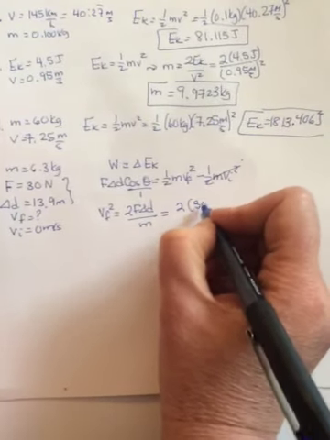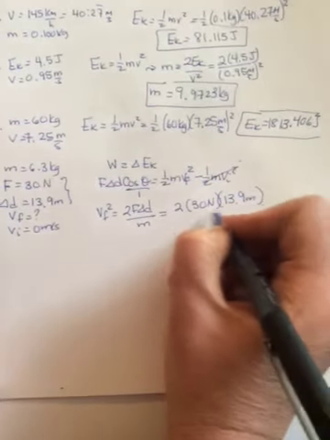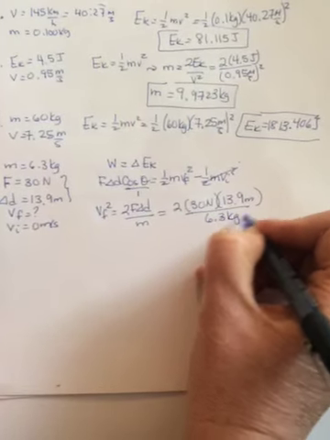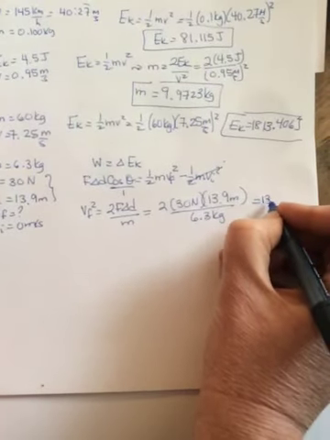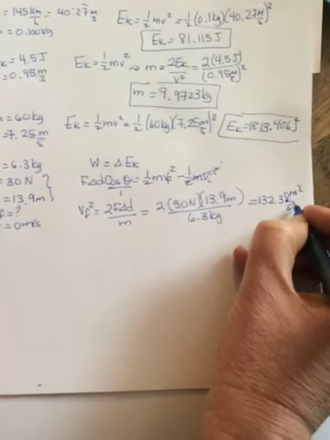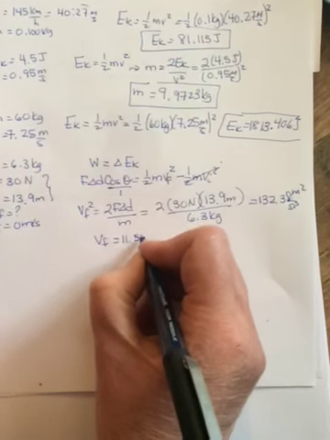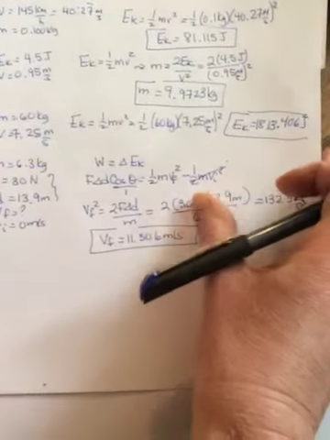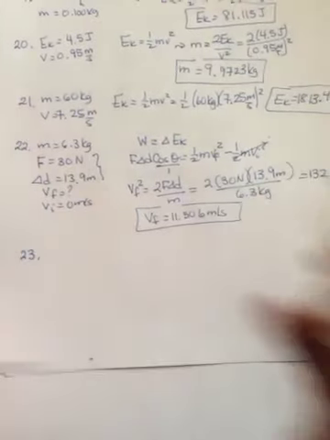So 2 times 30 newtons times 13.9 meters, and the mass was 6.3 kilograms. And remember, this is going to give you v squared. So you're going to get 132.38 meters squared per second squared, and then you're going to take the square root. And you're going to get a vf of 11.506 meters per second. Okay, that was probably the toughest one maybe of all your homework questions or practice questions.